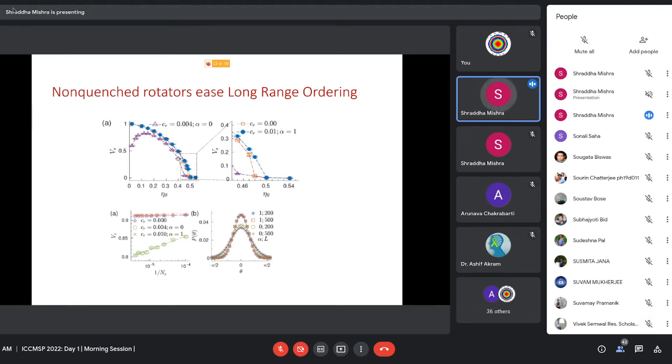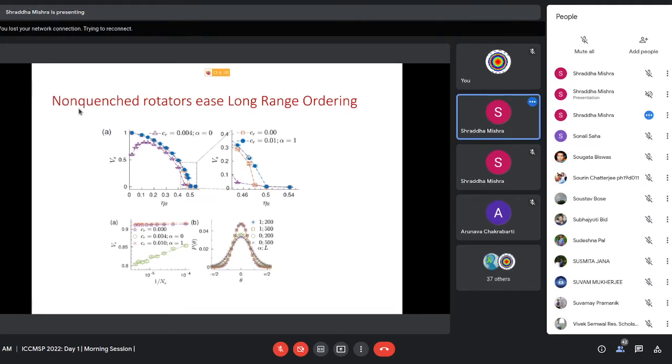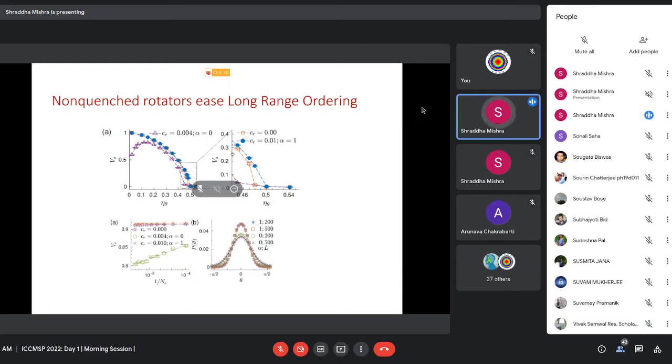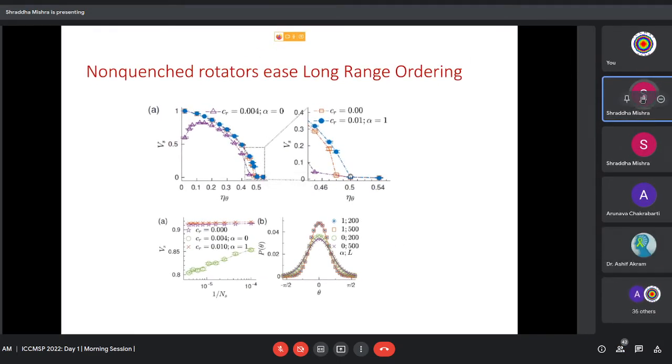But if I zoom in near this critical point, then one finds that for the zero obstacle density, the curve is lower than this blue curve when there is a finite non-quench obstacle density. It means near the transition there is an enhancement in ordering, and also the transition is shifted to higher noise strength. It means the system can sustain the noise more. It is more robust for the ordered state.